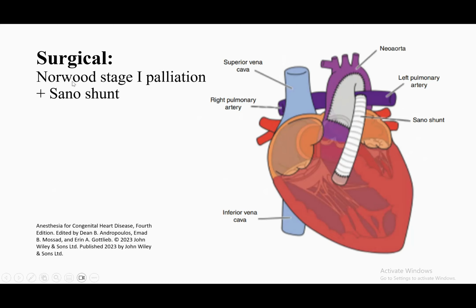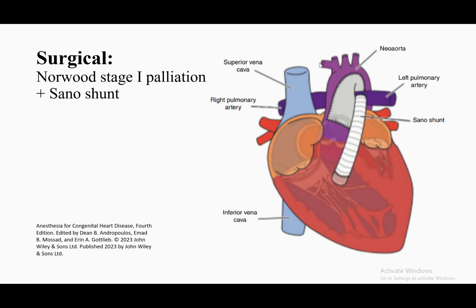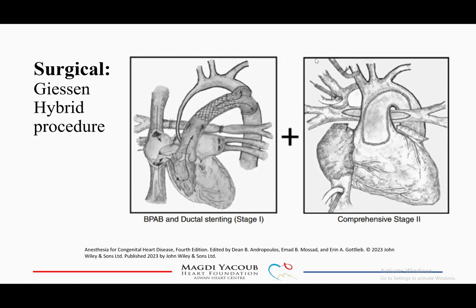This is also a Norwood but with a Sano shunt. The Sano shunt is better because it avoids the coronary steal that occurs with an MBT shunt. This is the Giessen hybrid procedure. We allow blood to pass from the pulmonary artery through the PDA with a stent to the aorta, and we put bilateral bands on the pulmonary arteries to protect the lung. Then we repair the arch and we do a Glenn and later a Fontan.